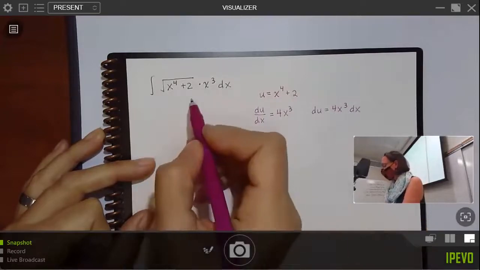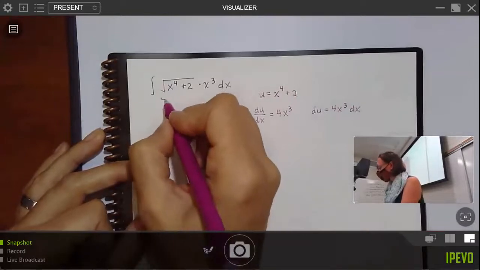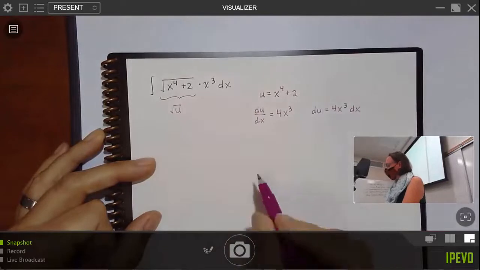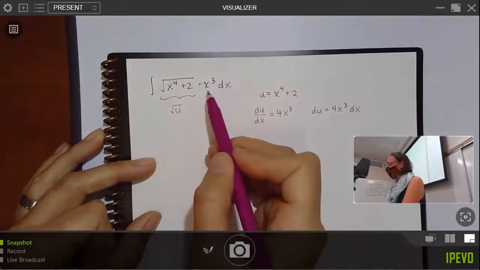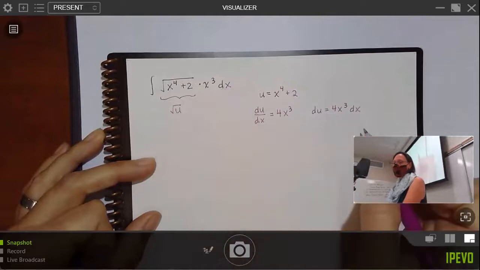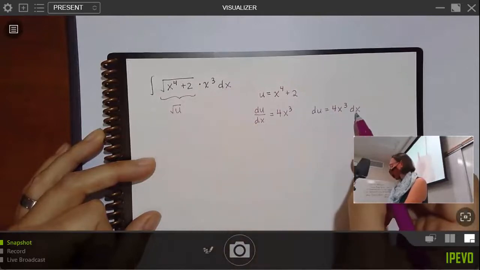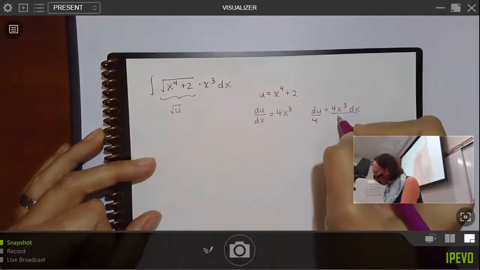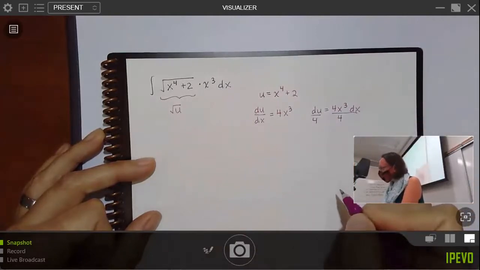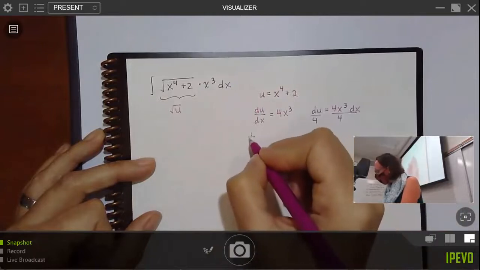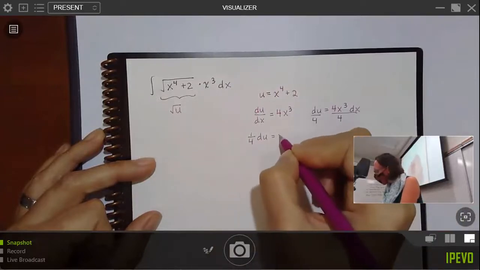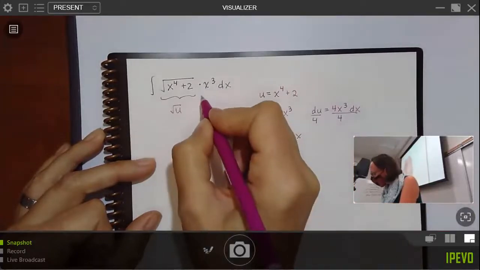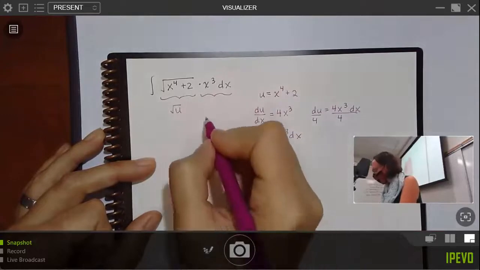So now I start looking over here at the problem. This part would become the square root of u. But I don't exactly have that x cubed dx. It isn't exactly what I have in my vocabulary list. But if I divide both sides by 4, it will be. So 1/4 du is equal to x cubed dx. And that's what I'm going to translate this part into.